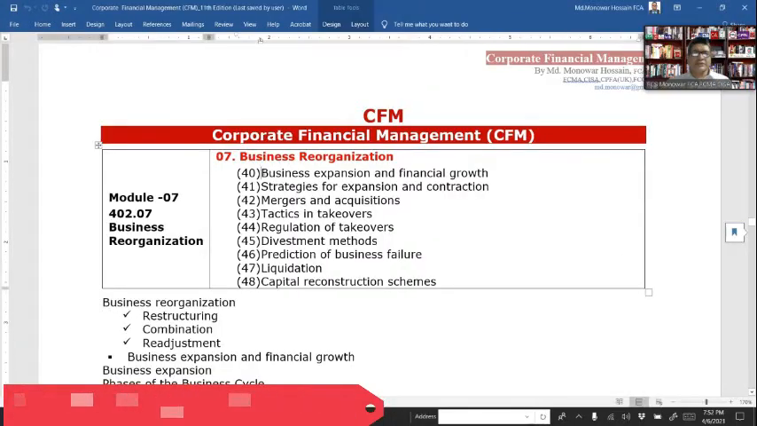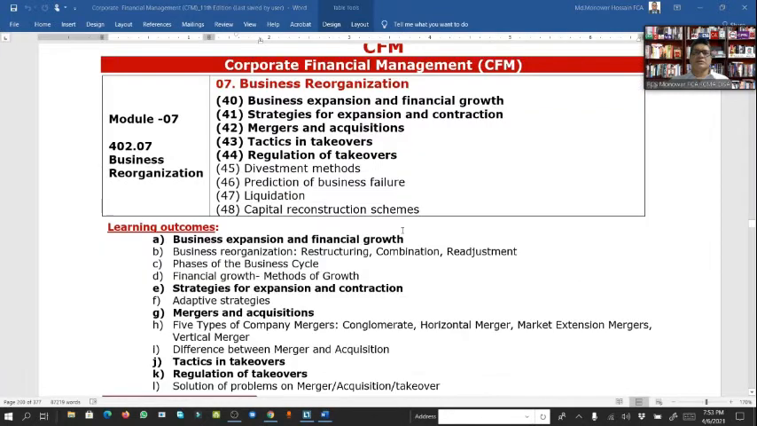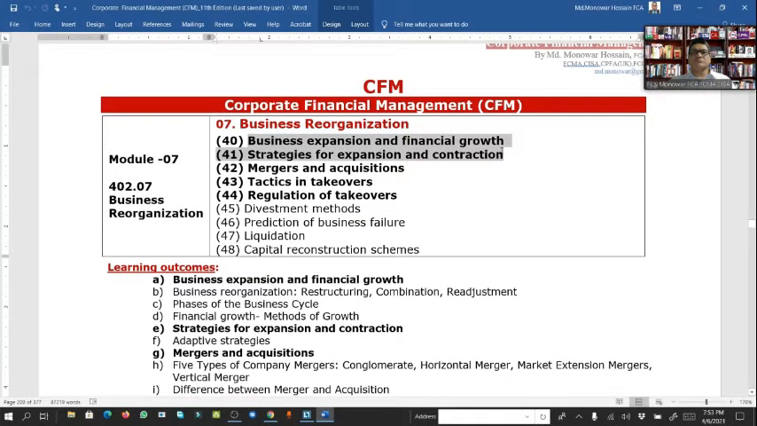Business reorganization. In chapter 7, there are a few topics: business expansion and financial growth, merger and takeover. Also, in our previous questions, we saw there are a few maths regarding merger and acquisition, the investment math, why businesses fail, liquidation, and capital restructuring schemes. So today we are going to discuss business expansion and financial growth, strategy and expansion, merger and acquisition, that is going to be a takeover, and regulation of takeover, and we will solve a few questions.